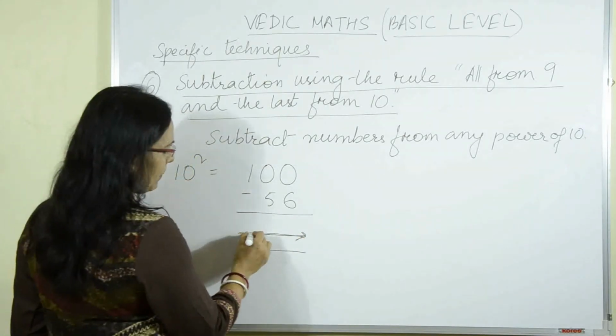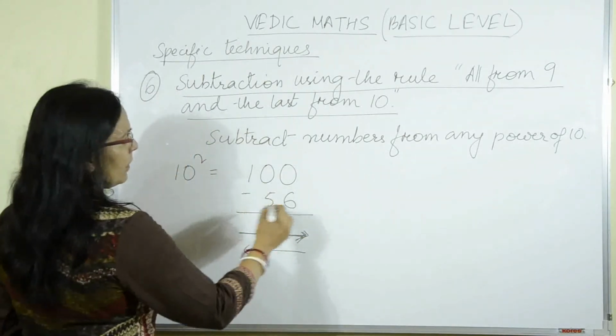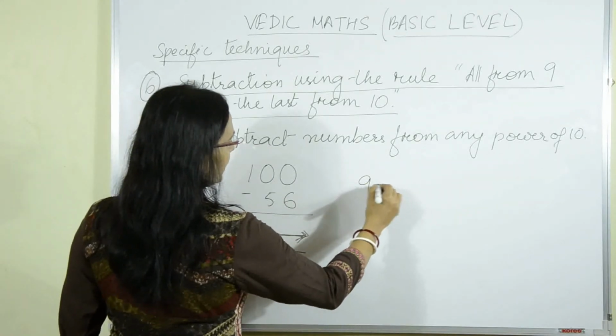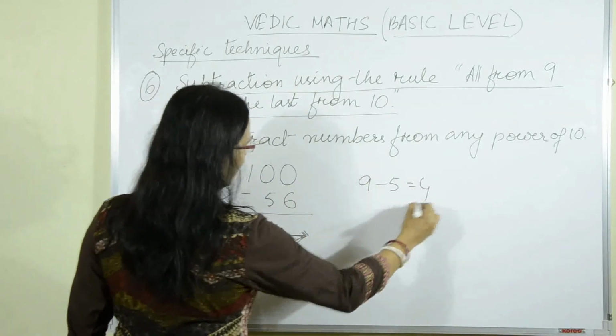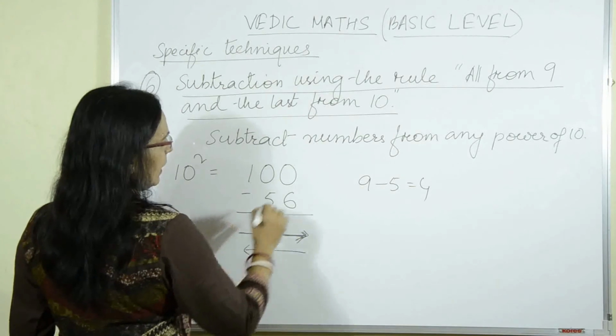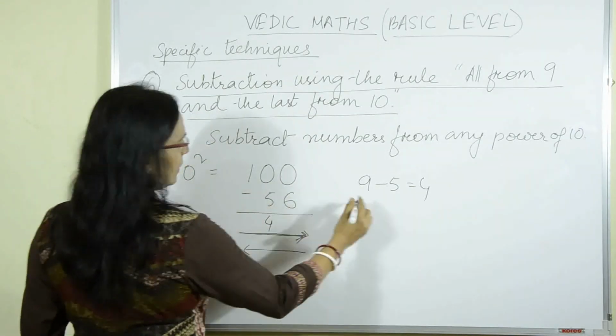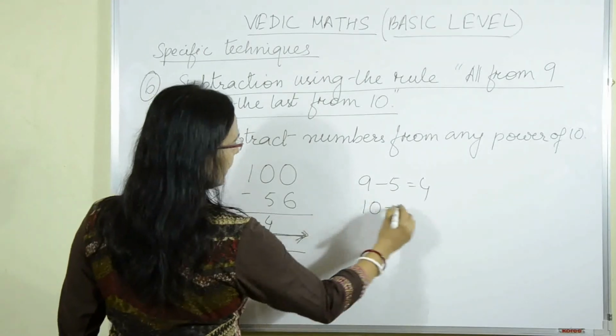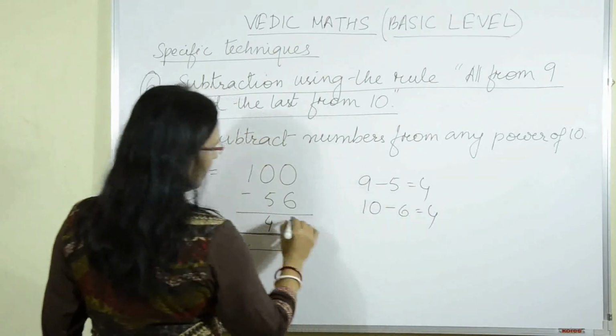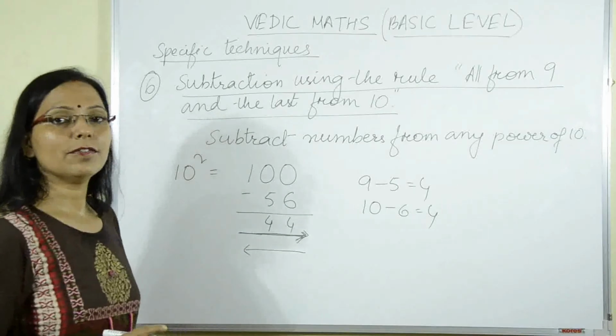When we go from left to right here, we subtract from 9. 9 minus 5 is 4. So we write 4 here. And then the last one, this is the last, this is from 10. 10 minus 6 is 4. So the answer here is 44.